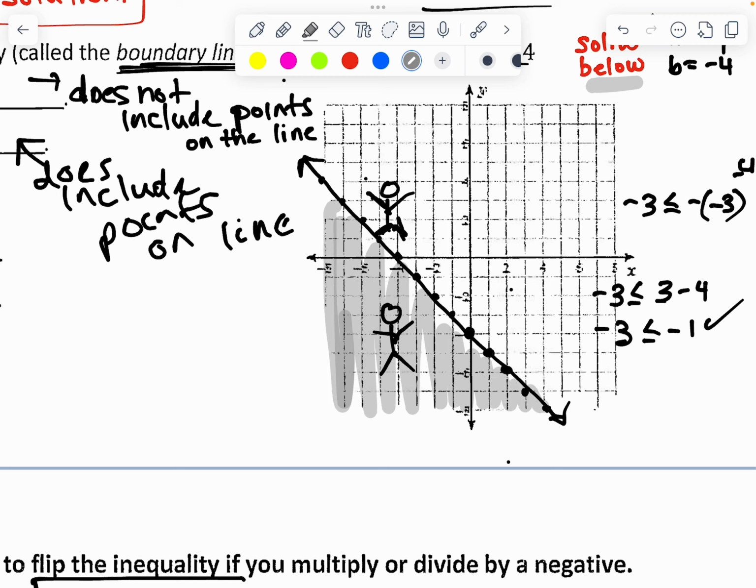So my solutions can be anywhere along that line. So I can be along the line or in the shaded region. So this is a solution, this might be a solution, this might be a solution, this up here might be a solution. Any point in the shaded region is a solution.